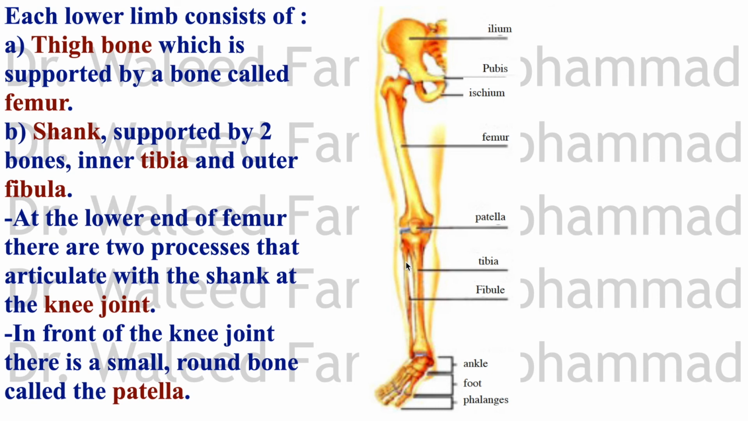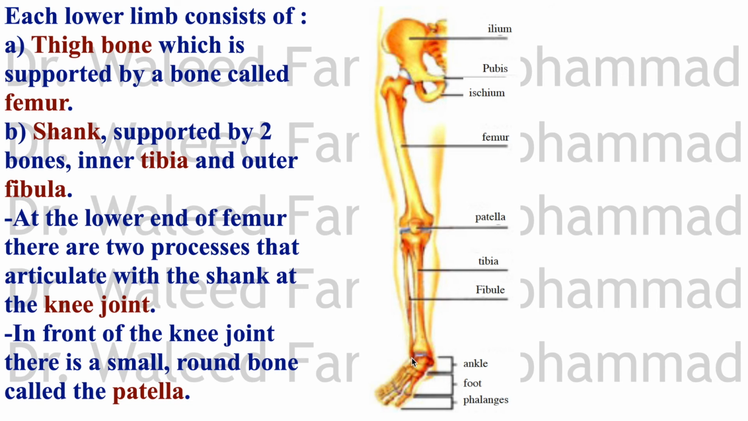Remember that. This is different than the elbow joint, where the humerus articulates with the radius and ulna, both bones together. But here in the leg, we have only one bone that forms the knee joint, which is the medial bone, which is the tibia. This is the tibia, and this is the fibula.